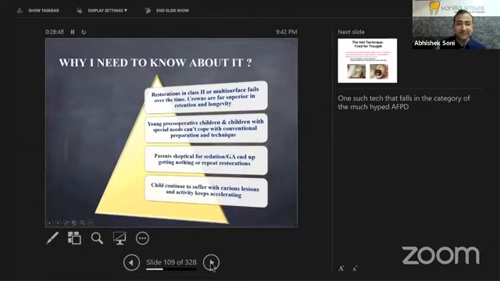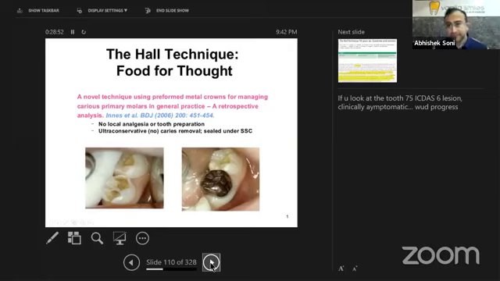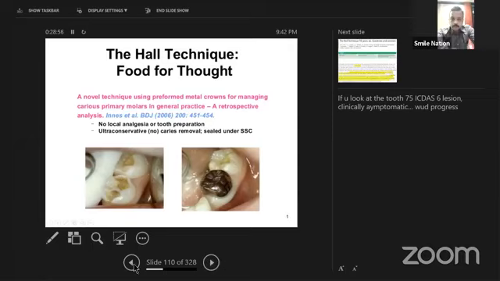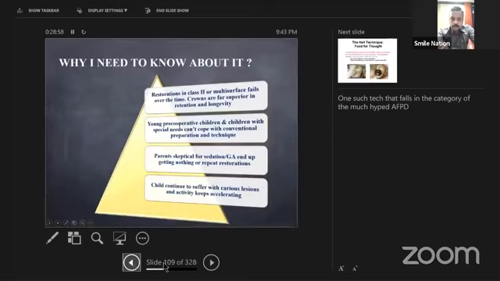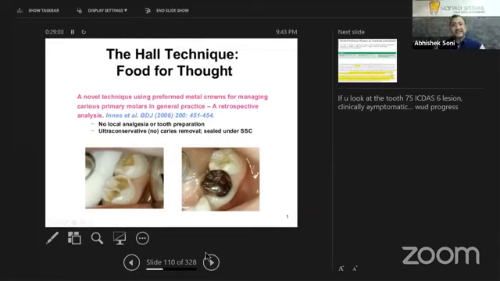So can I start from the current slide only, sir? I'll go back a few slides. Yeah, just quickly go through those few slides. So the Hall technique basically falls into the aerosol-free pediatric dental procedure. So just look at this clinical scenario where in 7.5 an ICT.